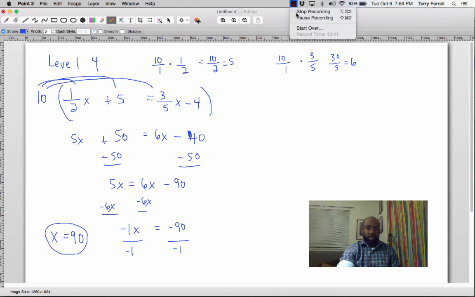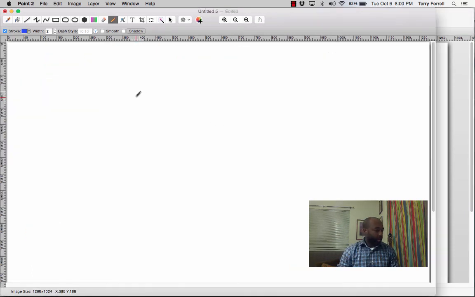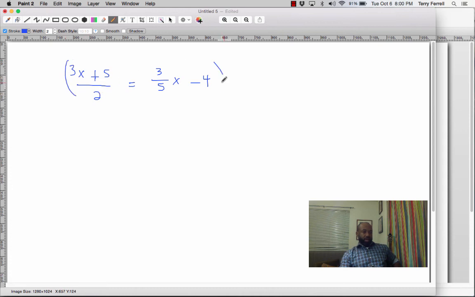Let's do a level 5. Alright, level 5 equation. Let's pick, it doesn't matter, the first one again. So we have 3x plus 5 over 2 equals 3 over 5x minus 4. Again, you're clearing your fraction. Just looks a little weird here because you have this expression. So I want to multiply everything by 10. It's your least common denominator.